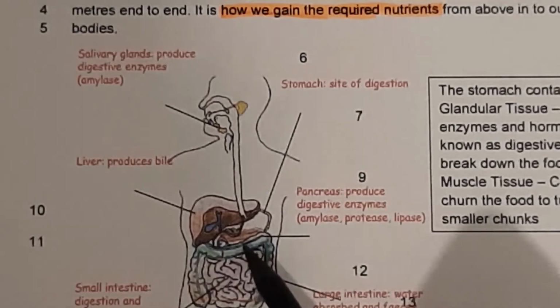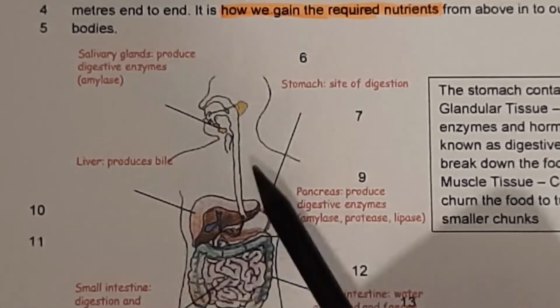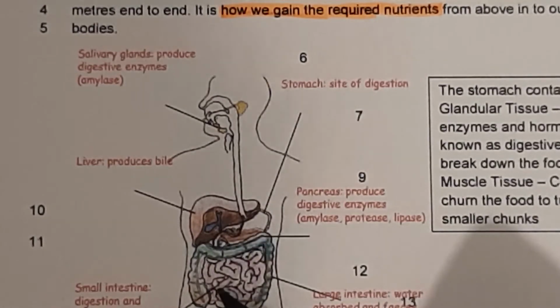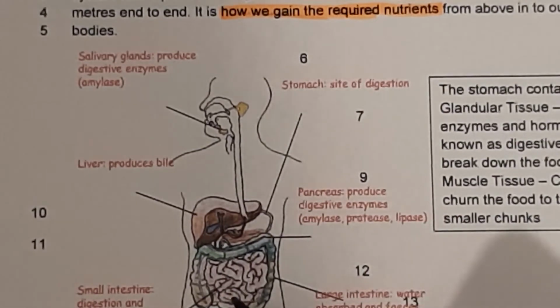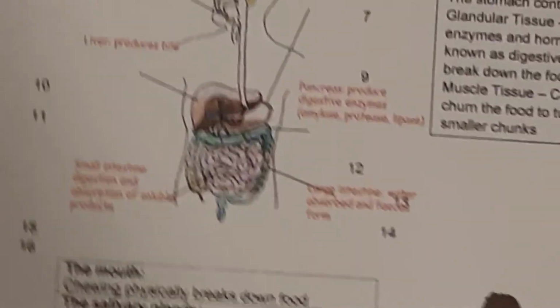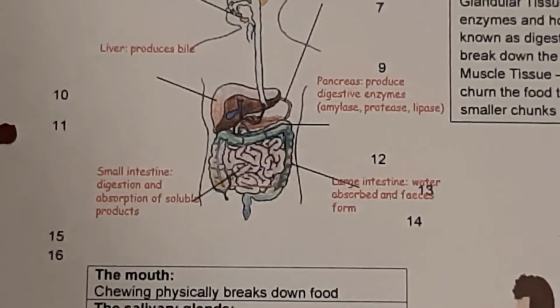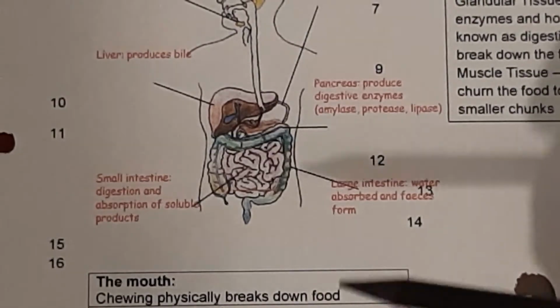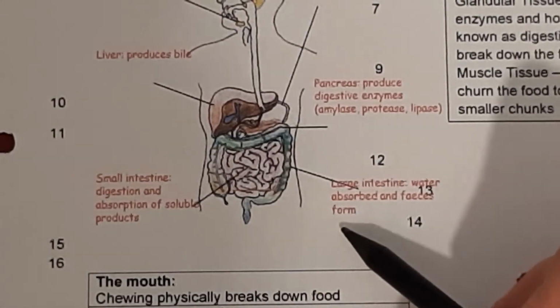And then in the small intestine, after the pancreas, digestion occurs and the absorption of soluble products. So all of those individual amino acids and sugars, all of the things that we need, the vitamins, the minerals, they're absorbed at this point. The glycerol, the fatty acids. Now in the large intestine, all of these smaller soluble molecules have been absorbed at this point. And in the large intestine, we absorb water, okay, and the drier feces are then formed.